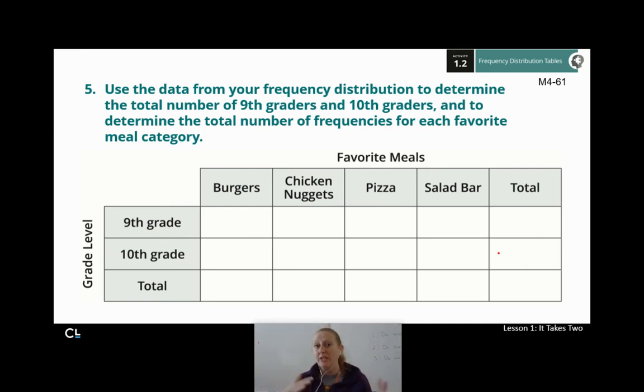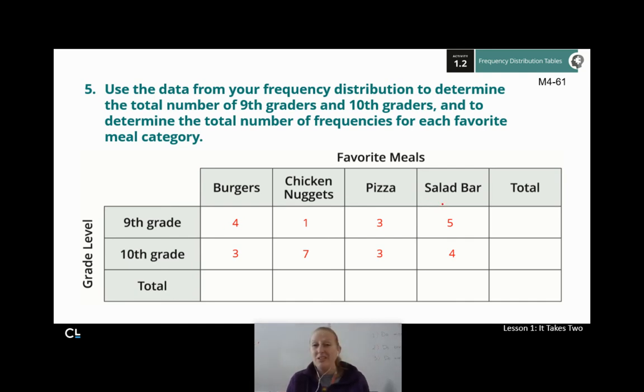First of all, I'm going to fill it in with our data from the last table, right? We said 4 9th graders preferred burgers, 1 preferred chicken nuggets, 3 preferred pizza, and 5 preferred salad bar. And with our 10th graders, 3 of them preferred burgers, 7 of them preferred chicken nuggets, 3 preferred pizza, and 4 preferred the salad bar. So I'm just filling this in from last time.